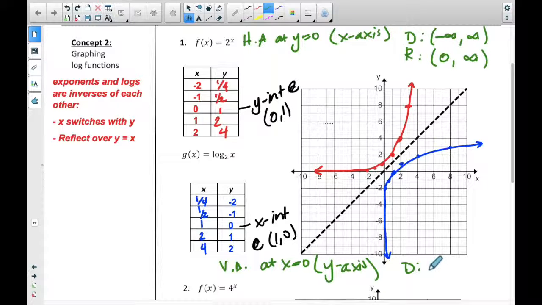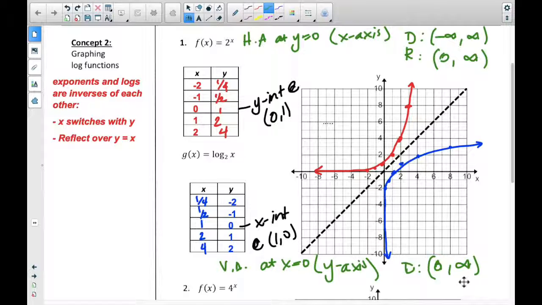And the domain and range are going to switch. Just because the x and y switched, that also means the domain and range switch. And so our domain now, it doesn't go into the negatives. And we talked about that a little bit the other day on our warm-up. You can't take the log of a negative number because it's not in the domain. So the domain goes from 0 to infinity.